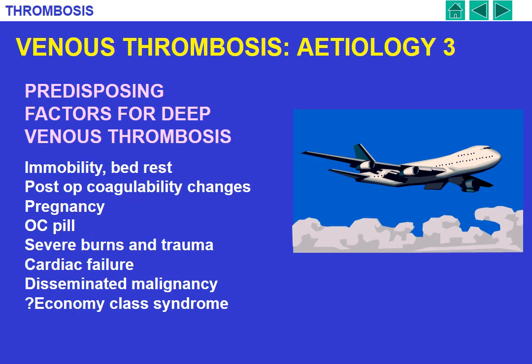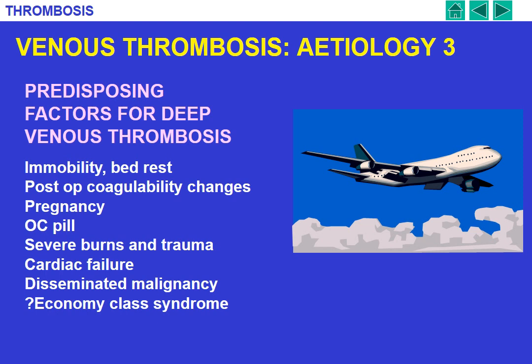Having looked at Virchow's triad and venous thrombosis, let's now have a look at a list of predisposing factors and conditions for the development of deep vein thrombosis. First of all, immobility, such as prolonged bed rest, which causes sluggish flow in the veins. Then, after an operation, or indeed after any serious episode of trauma, the liver secretes substances into the blood which increase its coagulability and promote thrombosis.